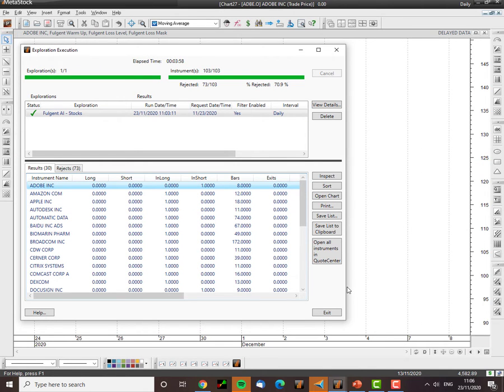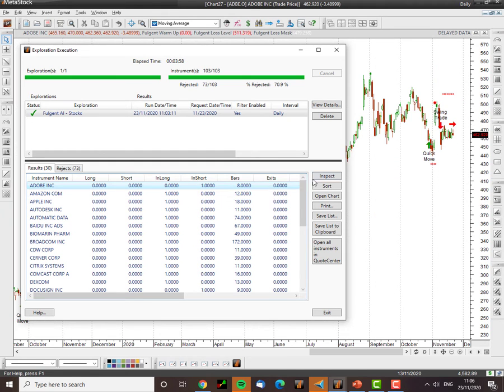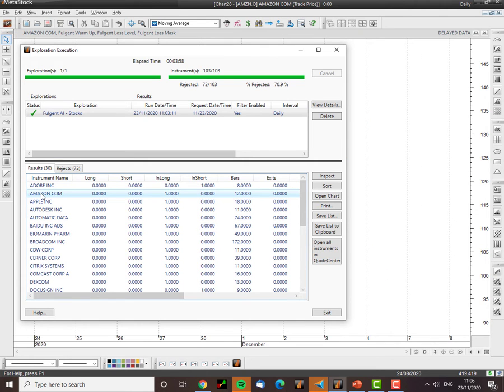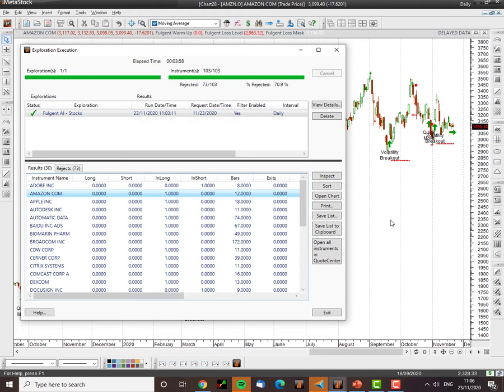Adobe is in a trade, in a short trade actually, interestingly enough. Amazon is in a long trade, 12 days into the trade. We'll focus on the longs for now.